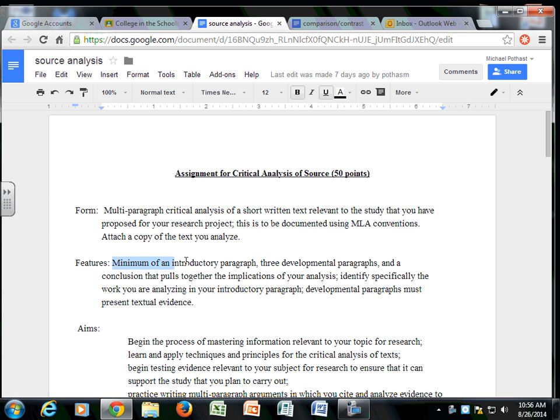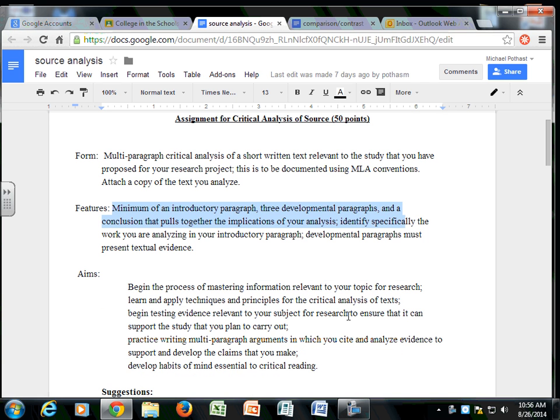You will have an introductory paragraph, at least 3 developmental paragraphs, and a conclusion. And these basically will be the form for your critical analysis. It does not have to be 5 paragraphs. You can have 5 developmental paragraphs if that's how you choose to break down your analysis. It's completely up to you.